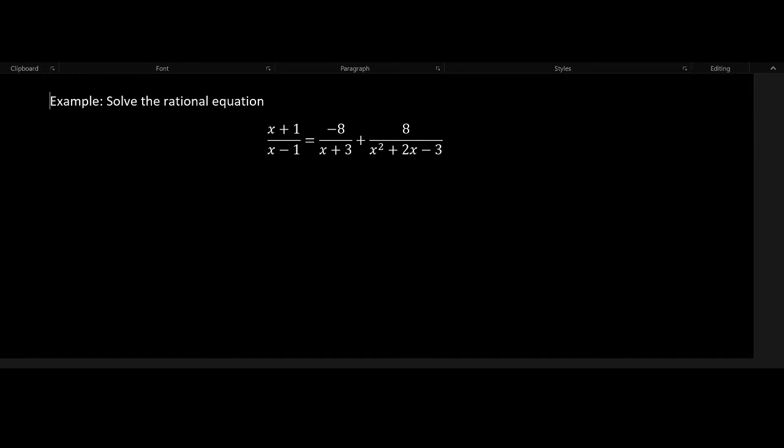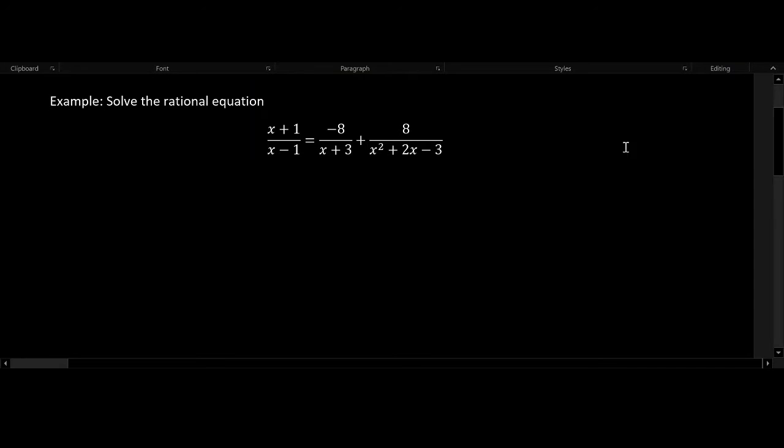Let's do an example of a more complicated rational equation. Let's solve the rational equation (x+1)/(x-1) = -x/(x+3) + 8/(x^2+2x-3).